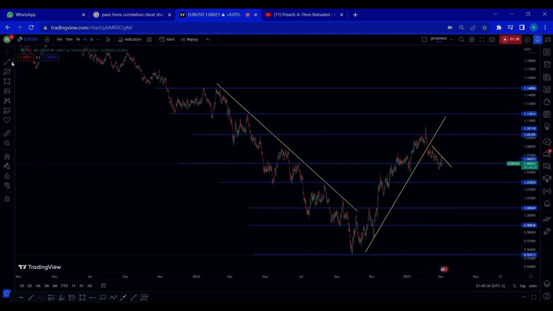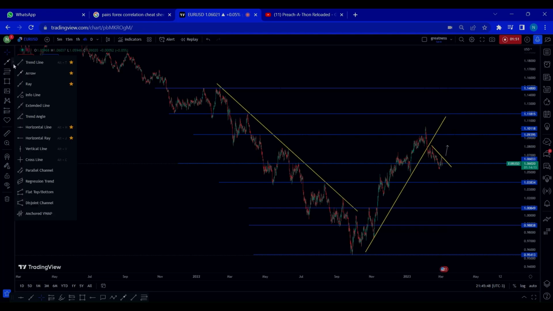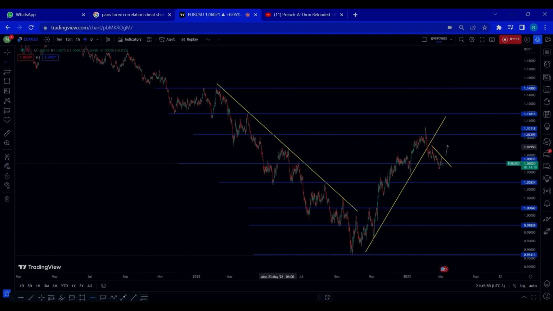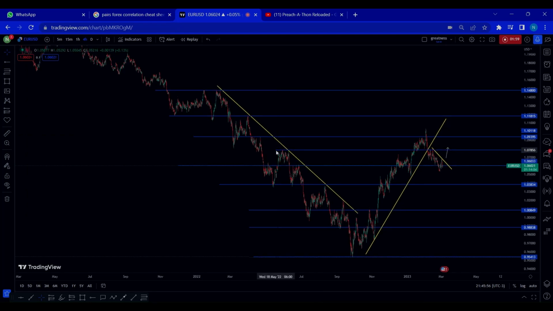So what I'm looking for is very simple on the Euro USD on the 4-hour time frame. Since the trend is in a downtrend, unless we break above this trend line, I know the moment we break above this trend line, we are heading up. We're going to be aiming for that zone first, which is currently here.